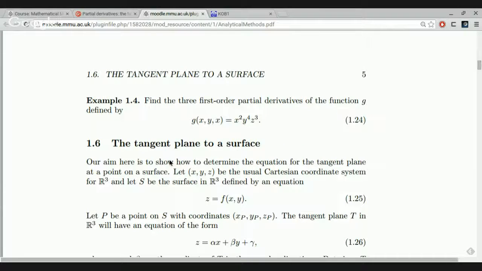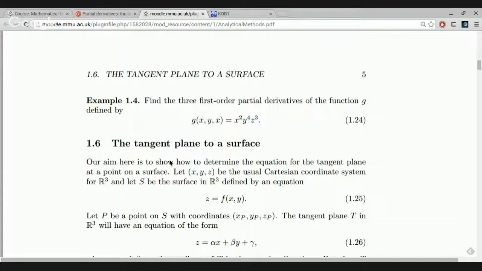So there's this example here, example 1.4. Turn this thing on, sorry. Turn it on. And the light, you see that? It'll click in a minute.